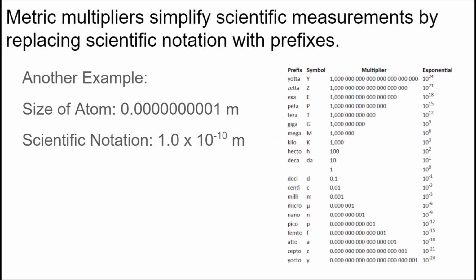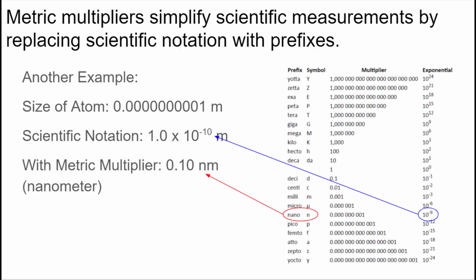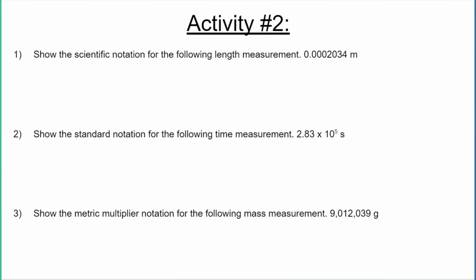This time, the approximate size of an atom is 1.0 times 10 to the negative 10th meter. To replace this with its metric multiplier, we could use the closest value to the negative 10 in our chart, which is negative 9, and the prefix is nano. So when we write the approximate size of the atom with a metric multiplier, we get 0.1 nanometers.